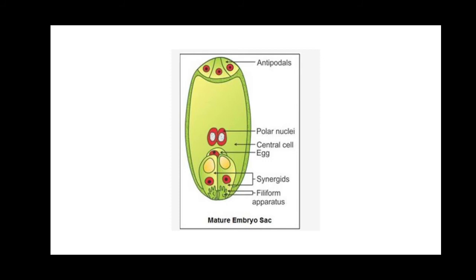See, the synergids being 2 cells, one egg cell, 3 antipodals, and then you have the entire central cell carrying 2 nuclei. That's why there are a total of 7 cells that will be seen, but there are 8 nuclei present there, because 2 nuclei are present inside the central cell itself. So that becomes the structure of the mature embryo sac.